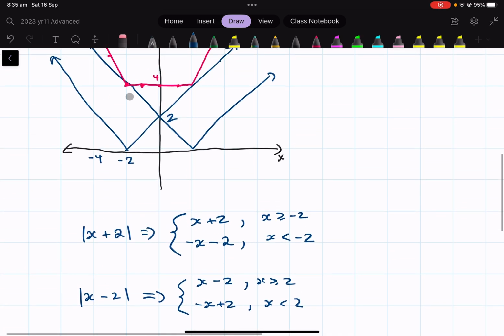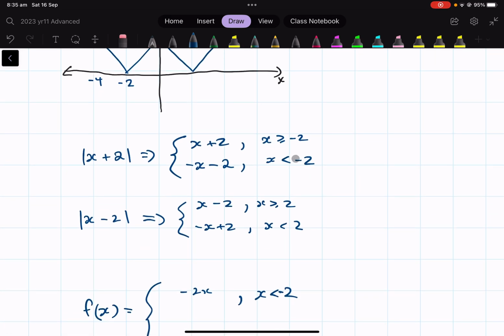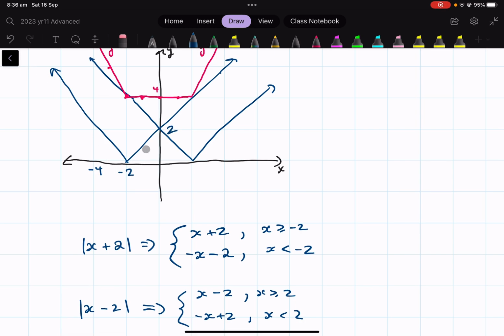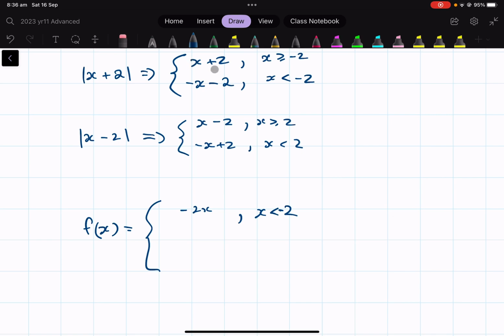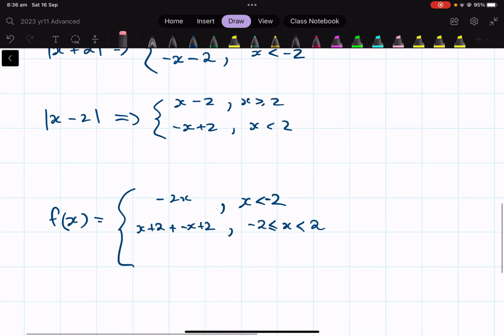The second part, going along the number line, is from -2 up to 2. For the next part, we're using the x plus 2 section for the first absolute value, and for the second it's still x is less than 2, so we use the bottom part there. So we've got x plus 2 for the top part, plus, and then it's still the bottom part of this, so minus x plus 2. This is for when -2 is less than or equal to x, which is less than 2. Of course the x and the minus x cancel out, and then we've got 2 plus 2, which is 4. So that's why we end up with 4 for that little part.